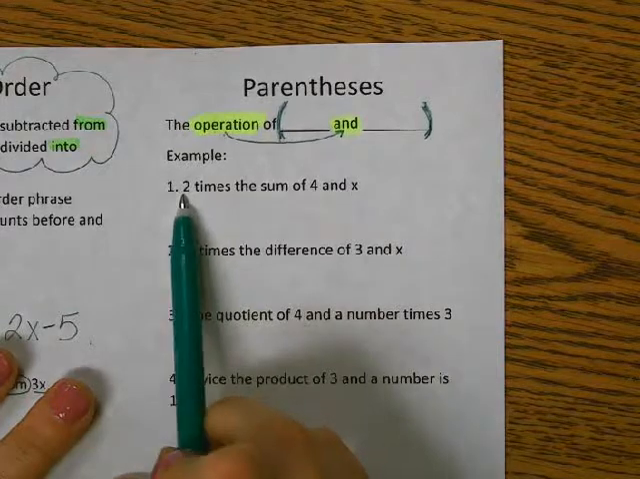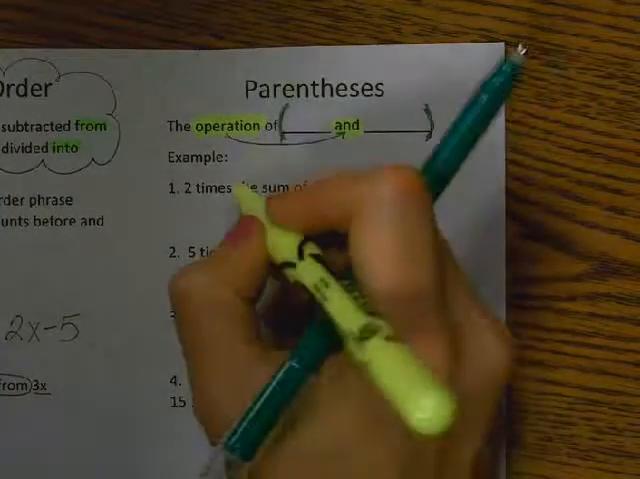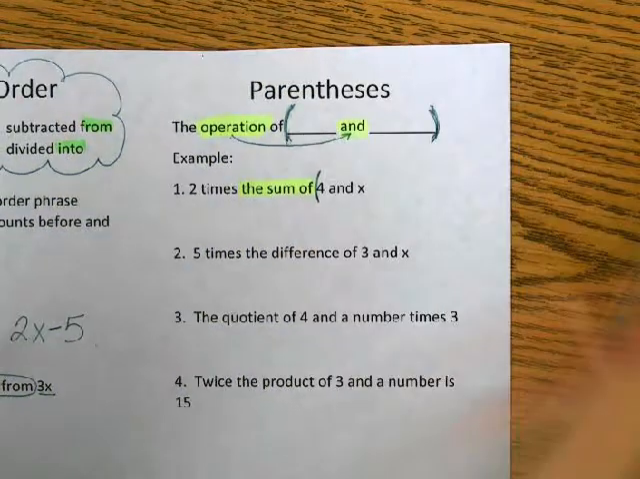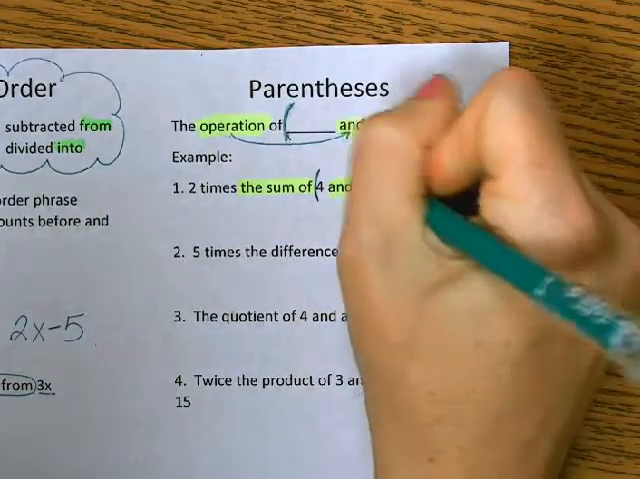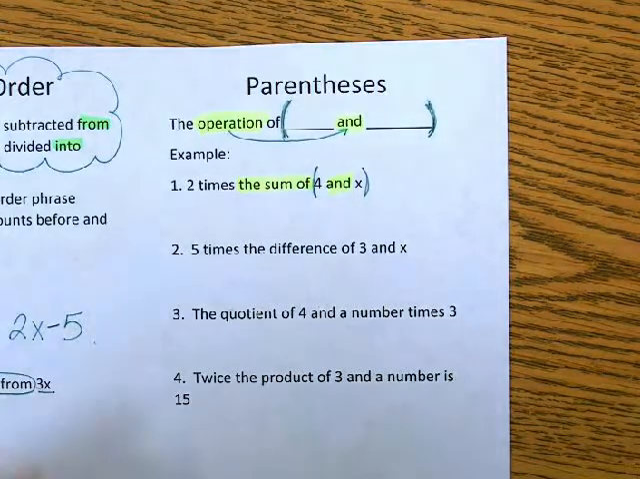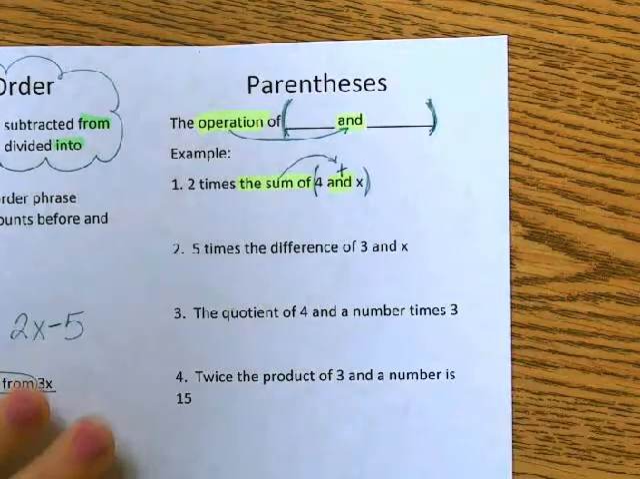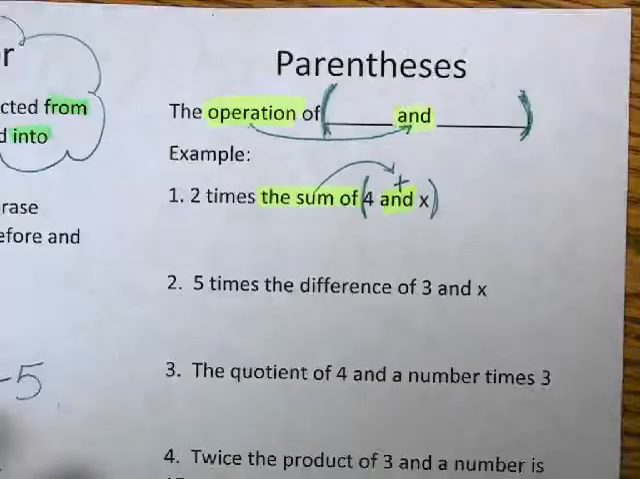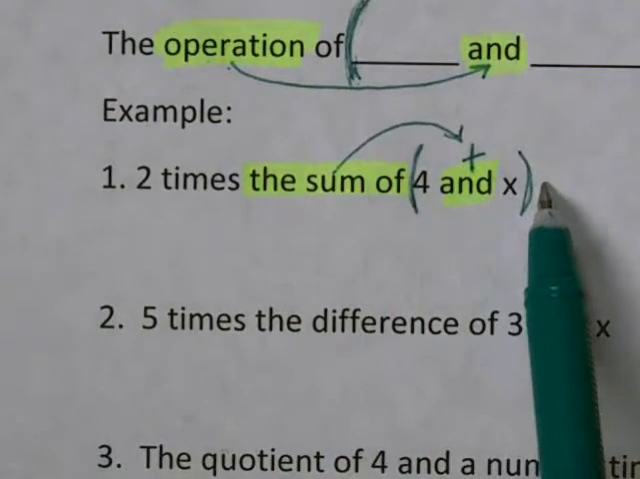Okay, so let's read. 2 times the sum of 4 and x. So here is that phrase, the sum of. That means after this phrase, I'm going to open my parentheses, 4 and x. Then I can close my parentheses. Since it's sum, that means my "and" is going to be addition. And so now I've marked it up. It's 2 times, and then parentheses 4 plus x. That's all you do.